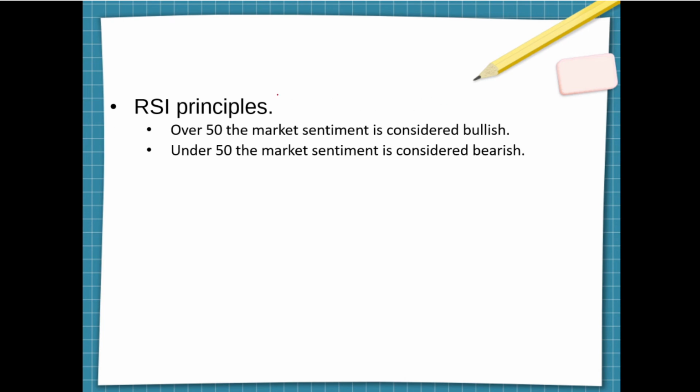Some general principle: if you are over 50, the market sentiment is considered bullish. There's more than just that. I've told you that you can literally look at the chart and see the relationship between how many oversold and how many overbought readings you have, and that can give you a clear sentiment. Under 40, the market sentiment is considered bearish.